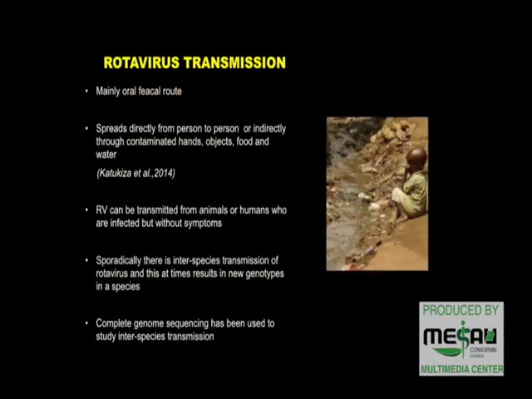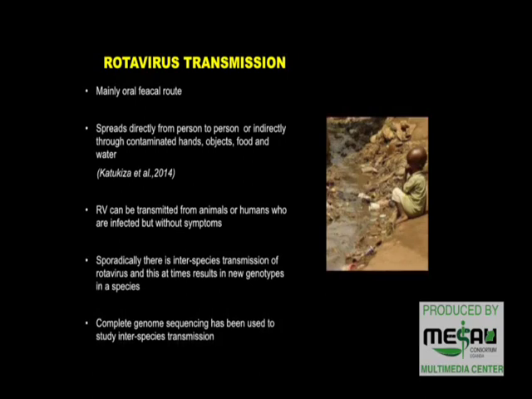The main route of transmission of rotaviruses is orofecal, and it can be transmitted from animals to humans. It can be transmitted either directly or indirectly from contaminated objects and hands. Sometimes we get transmission of rotaviruses from people who are infected or animals that don't have symptoms, and then they transmit to other people, although they don't have symptoms.